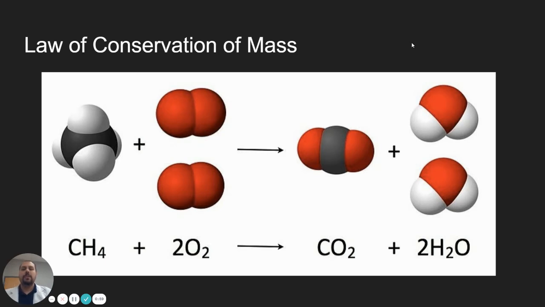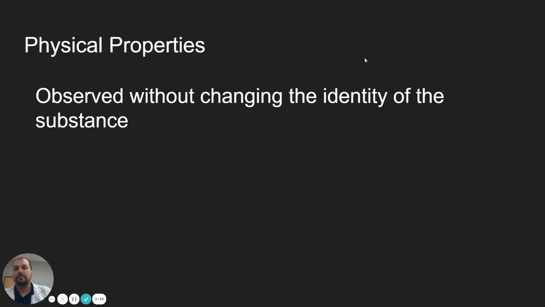So they changed into different substances. We've got methane and oxygen, and it changed into carbon dioxide and water. So it changed forms, but the atoms are still there. So that's conservation of mass.